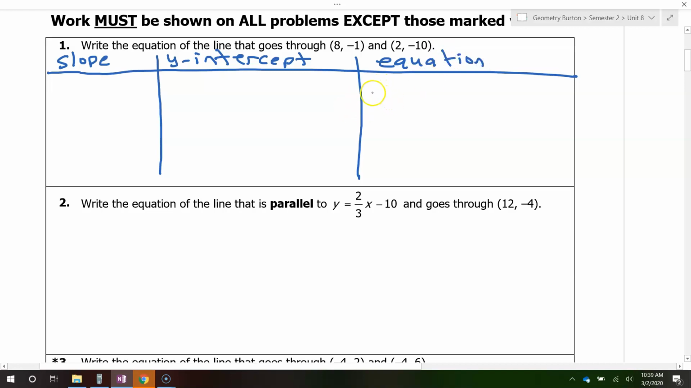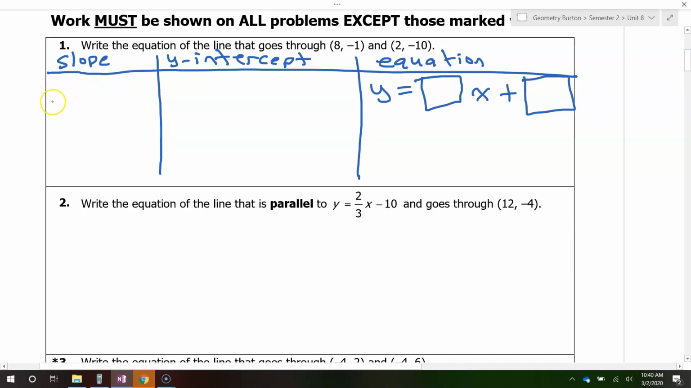The equation is always going to be in the form y equals mx plus b, so that means we're looking for the m, and we're looking for the b. And we'll just fill those in when we find them. So first we need to find the slope.